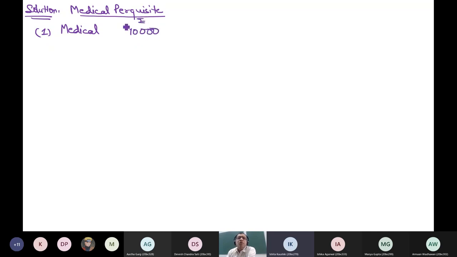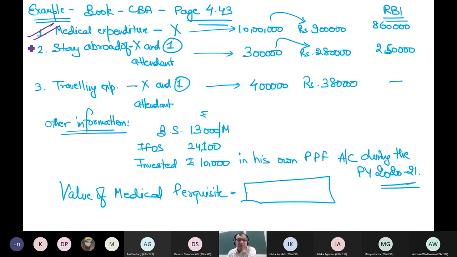So 10 lakh is of no use, 10 lakh is simply information. I'm concerned about how much I got. So I got 9 lakh, out of which, as per the provisions, exempt is 8 lakh 60. So 40,000 is taxable. Similarly, second point. What is the answer for stay abroad expense?